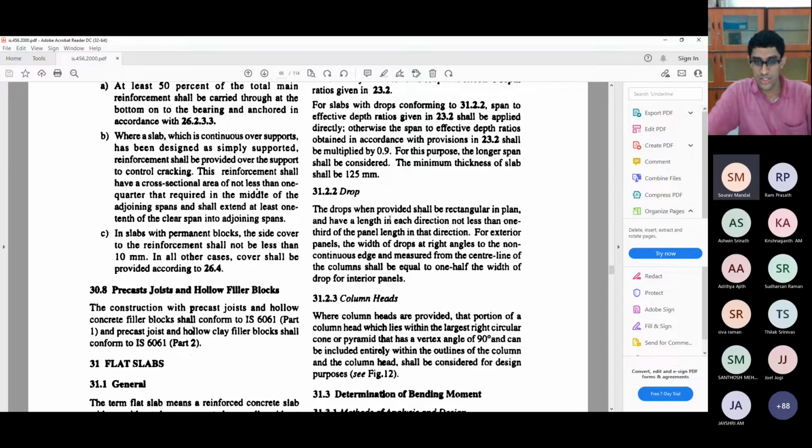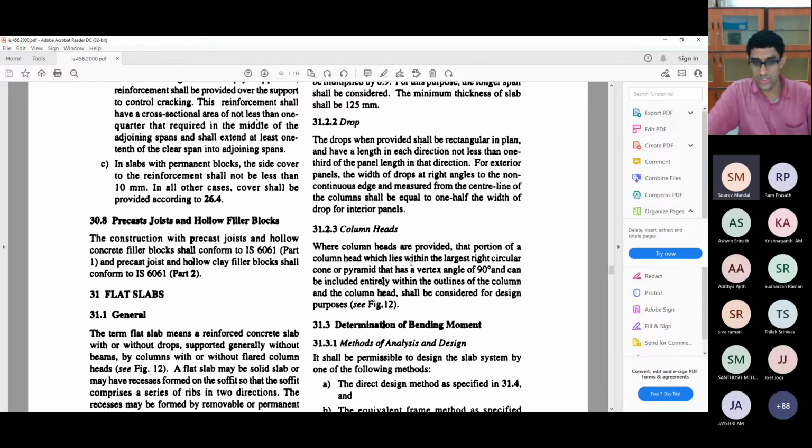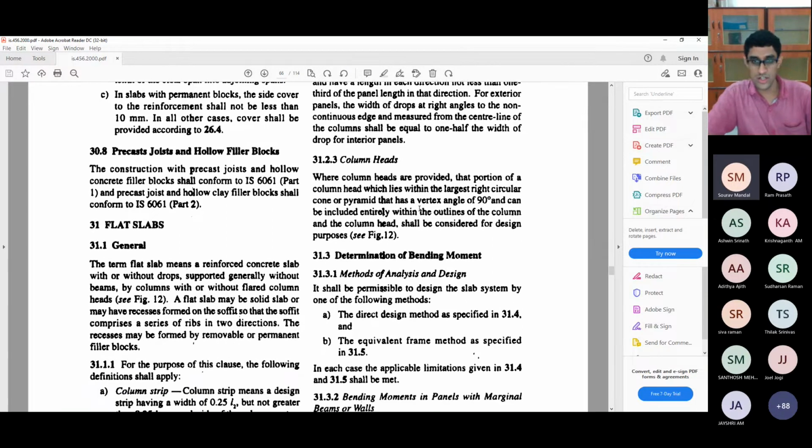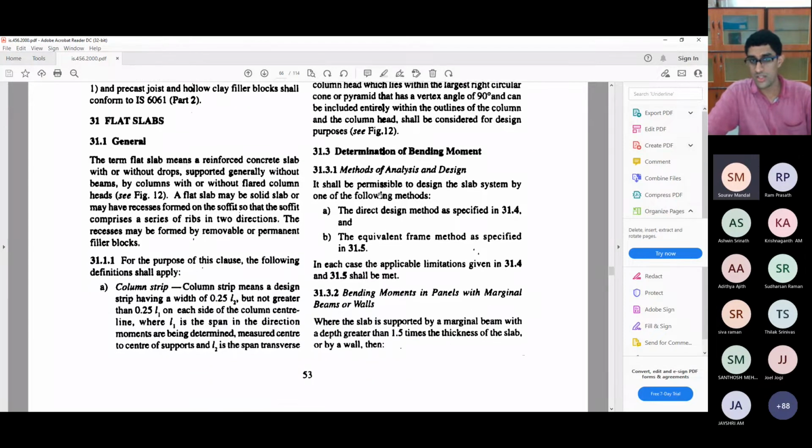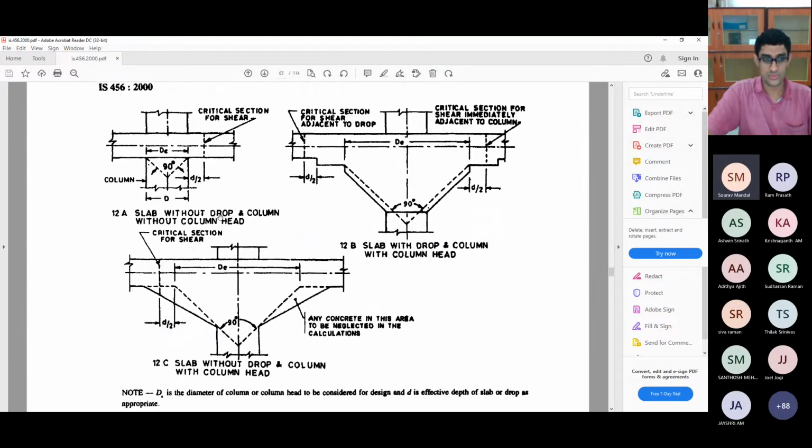Okay, so this is also what I told you, and there are some provisions regarding the column head as well. For determining the bending moments, you can use either of these, the direct design method or the equivalent frame method. The direct design method is the easier one to use.